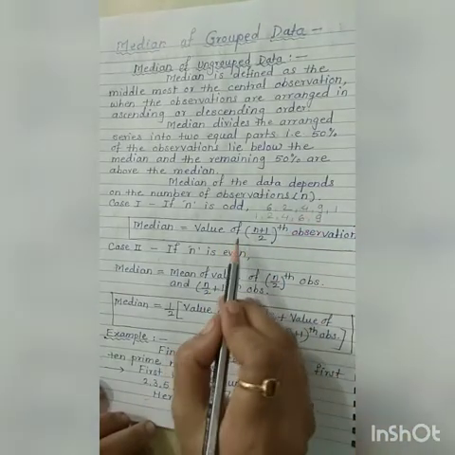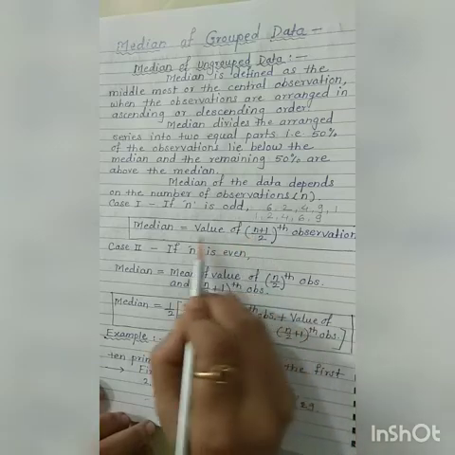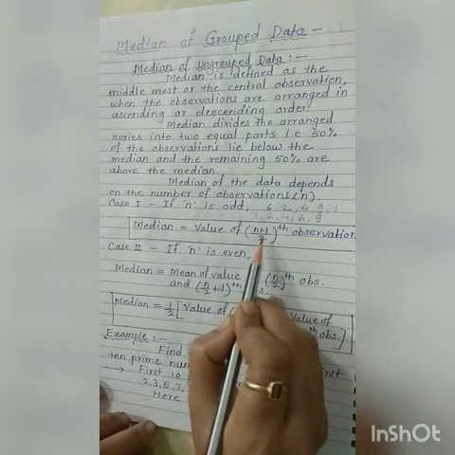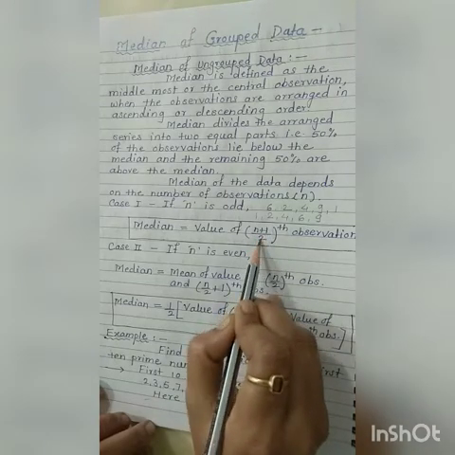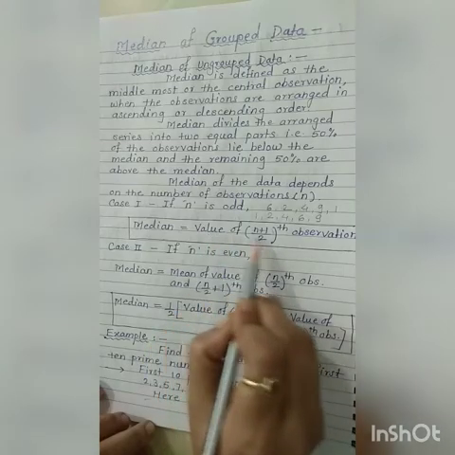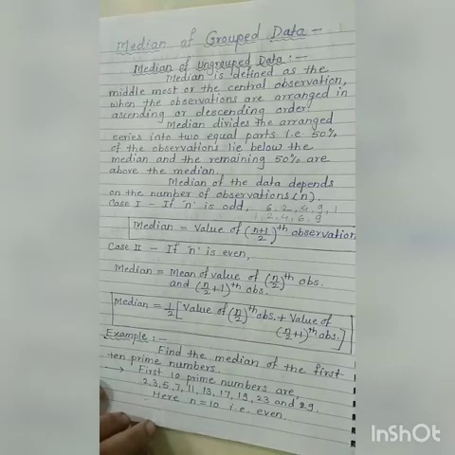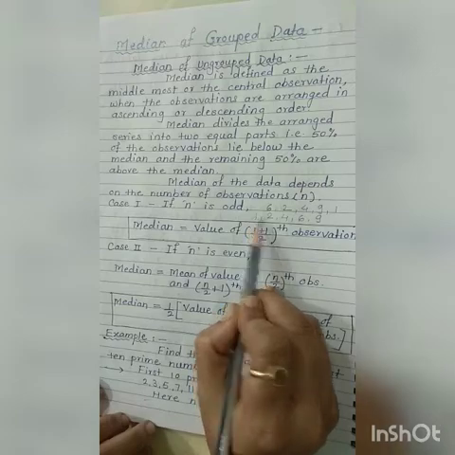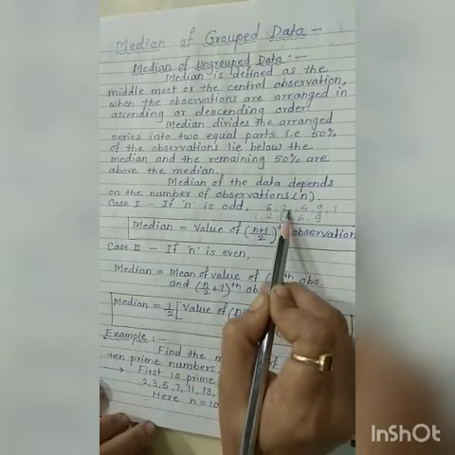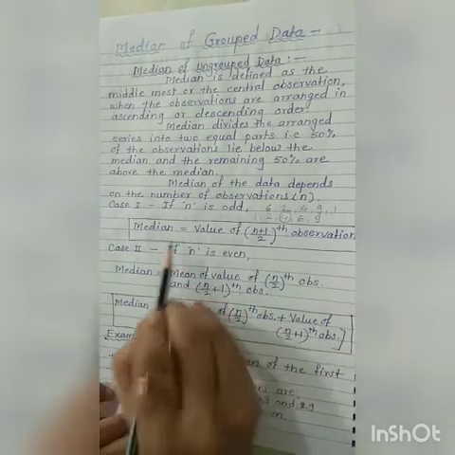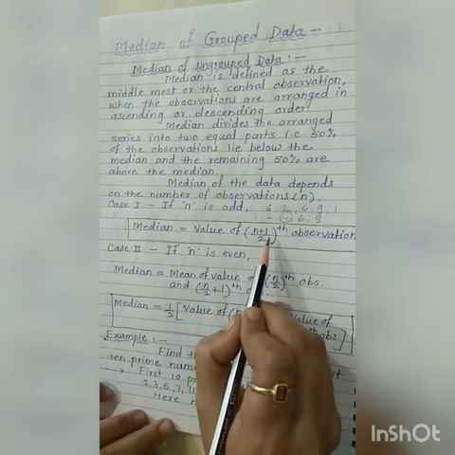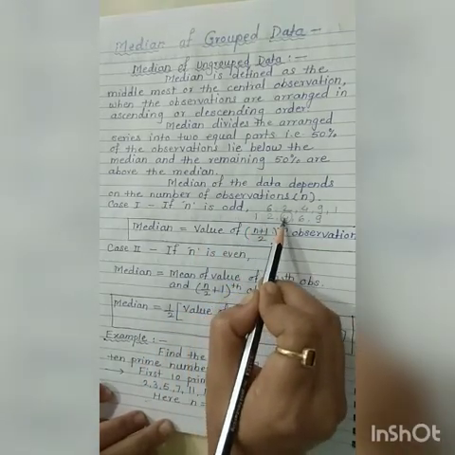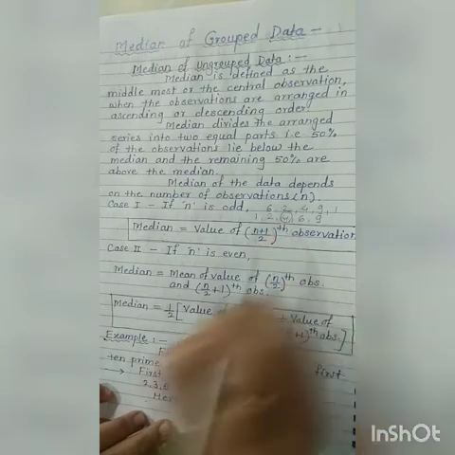Now here put the value n is equal to 5 in the formula. So median is equal to value of (5 plus 1) by 2. 5 plus 1 is 6, by 2 is 3. So value of third observation. So we have to find the third observation from the arranged data. Now 1, 2, 3. So 4 is the median here. Median is not 3, but the value of the third observation. That means 1, 2, 3. Third observation is 4. So 4 is the median here.